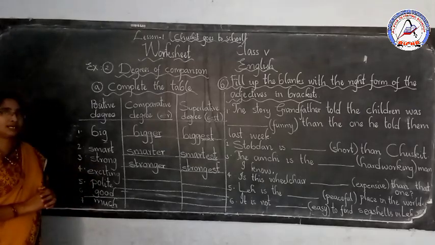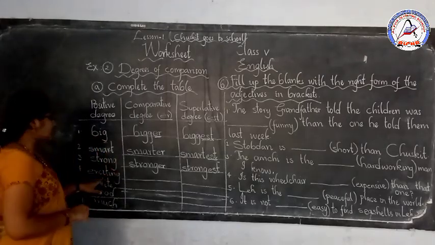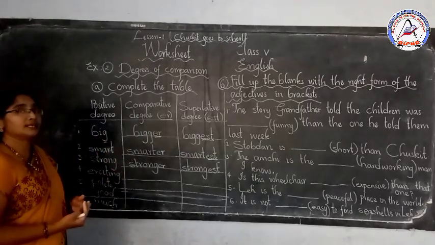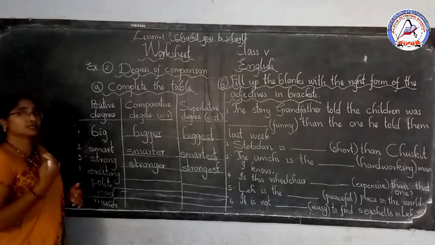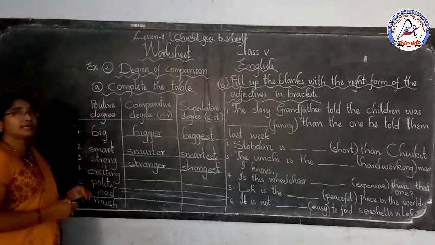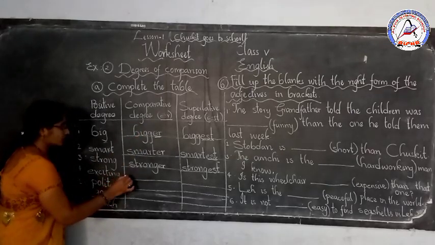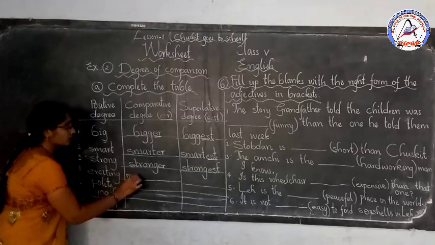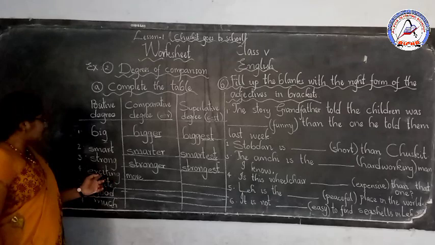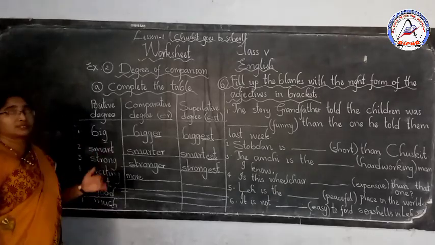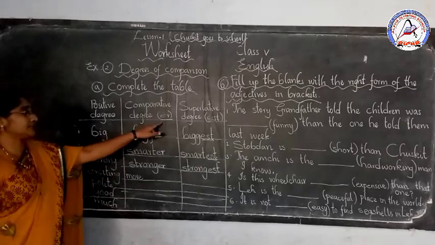Is this one syllable? No. Exciting is 3 syllables, so more than one syllable. What will you do? You have to add more, M-O-R-E. Why have we taken more here? Because it is a 3 syllable word. Words with 2 syllables or 3 syllables will take more, not ER.